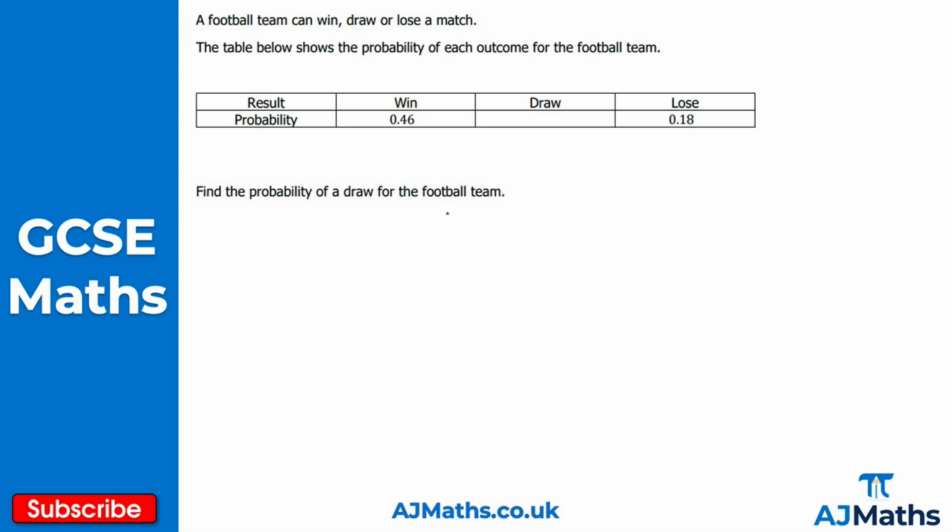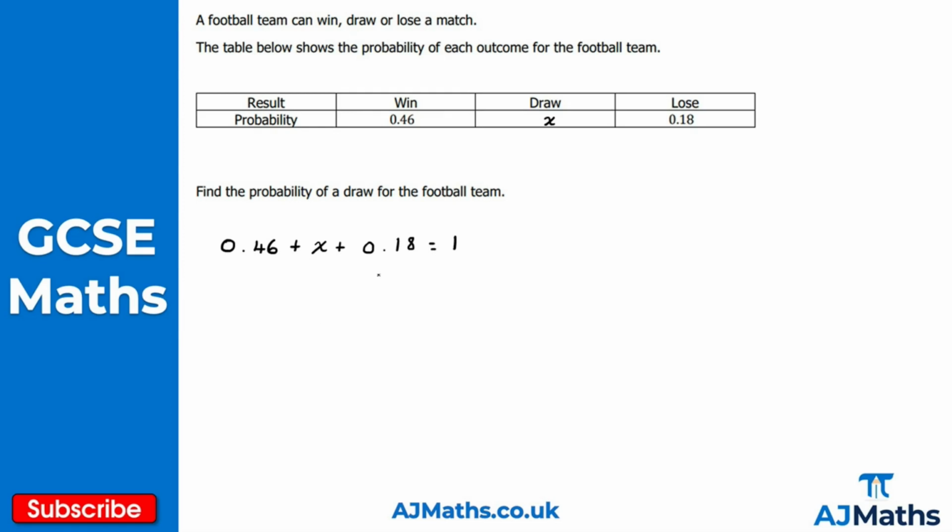So we need to find the probability of a draw for the football team. What we need to understand here is what these probabilities must add up to. Probability is between 0 and 1, and for the total outcome, that must add to 1. They either win, draw, or lose, so that must equal 1. So I'm saying 0.46 plus, if I just call this x, plus x, plus the probability of losing, 0.18, they must add to 1.